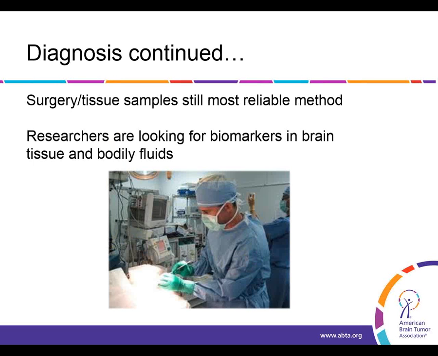Tissue samples of the brain tumor are the most reliable method of diagnosis. The pathologist is able to examine the cells under a microscope, and the doctor may perform other tests that will provide data about the genomic makeup of the tumor. Researchers are looking for ways to define characteristics of the tumor through biomarkers in the tissue, blood, and other bodily fluids.